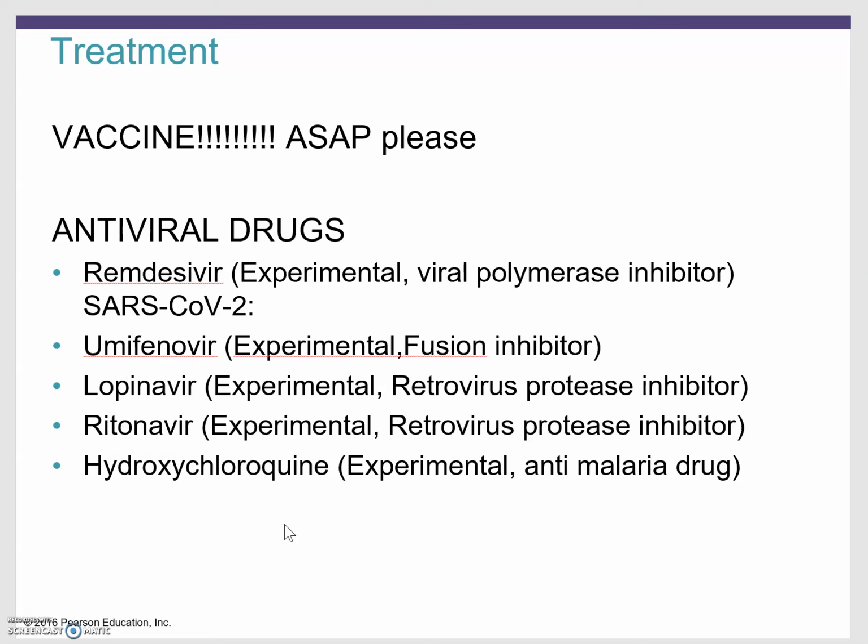And then there's a fusion inhibitor that is also experimental, in general, for viruses. If you are preventing fusion, then just like protease inhibitors or other inhibitors of enzymes that the virus needs, you might slow down the viral replication.